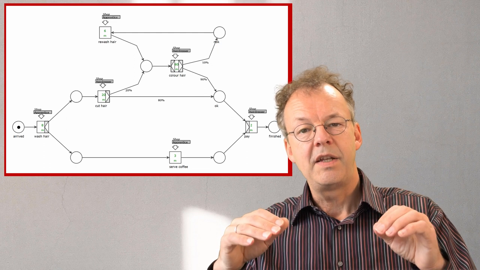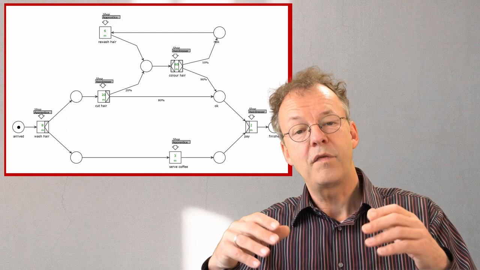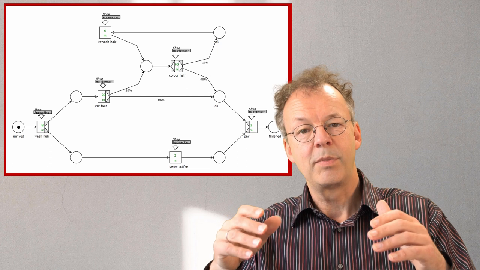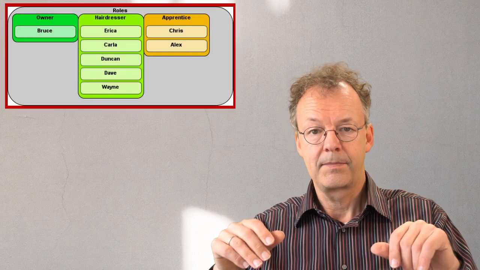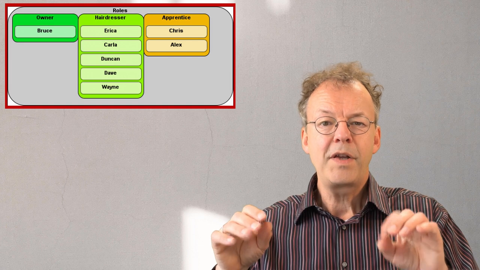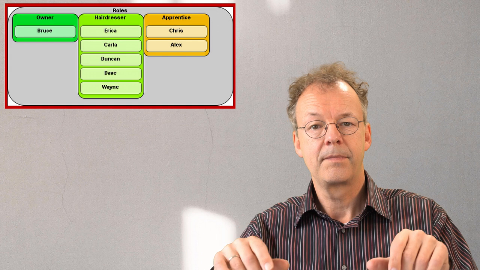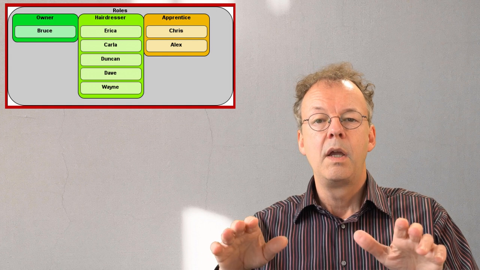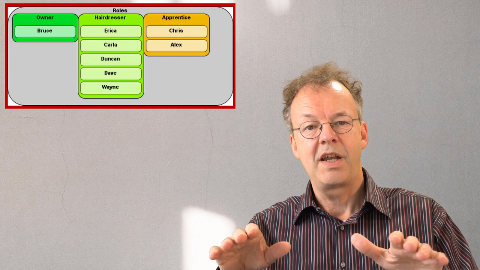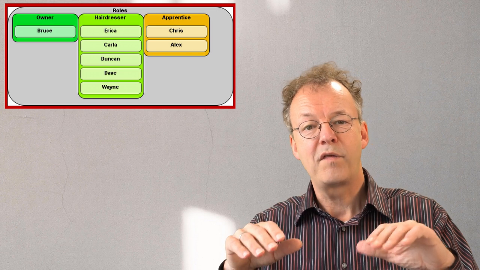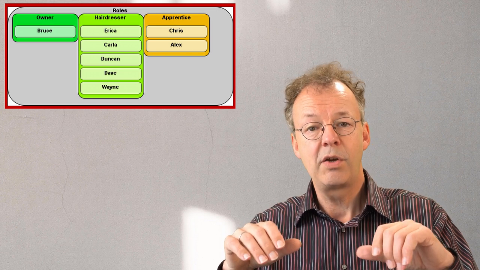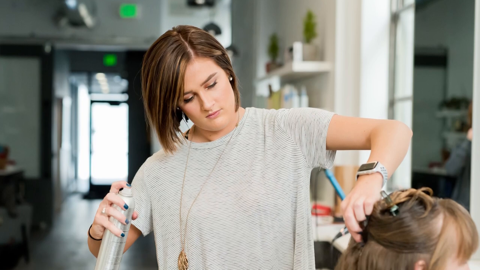In order to simulate the process with WoPeD and find out if there are unacceptable waiting times for our customers, we need to enter our staff into WoPeD's Resources tab. The graphical view of the result can be seen behind me. If you want to see more details, look at the WoPeD file in the supplementary material. Just follow the link below.